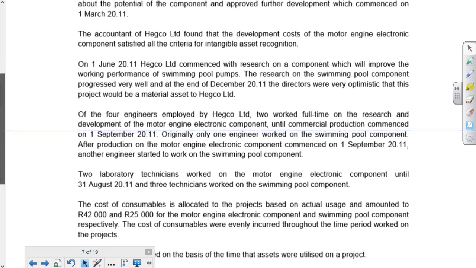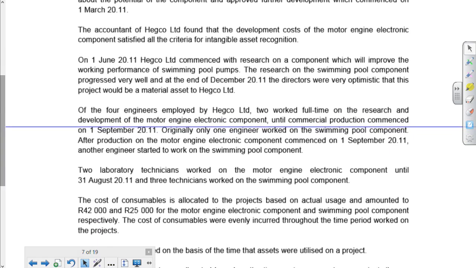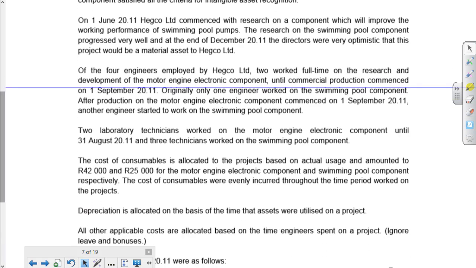They employed 4 engineers, 2 worked full-time, and so on, and only 1 engineer worked on the swimming pool. So there's a whole story with 4 engineers. You have to figure out which engineers worked where on what. Then they also employed 2 lab technicians and 3 technicians, 2 on the engine and 3 on the swimming pool.